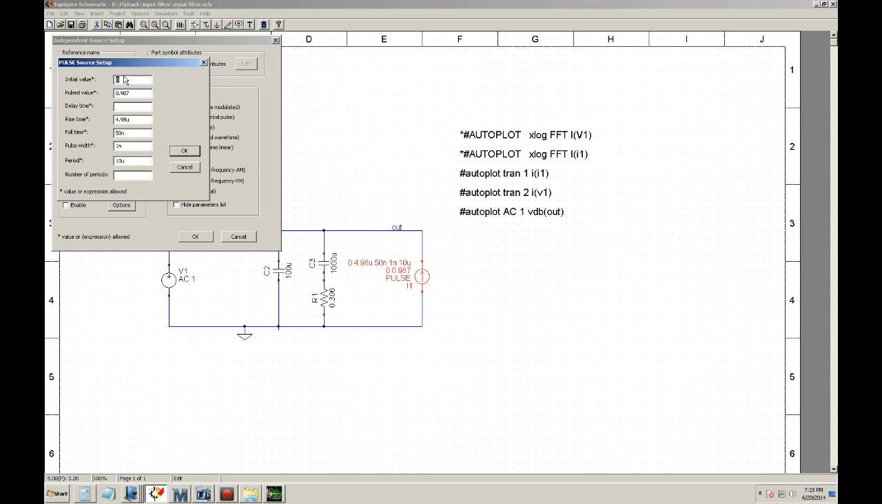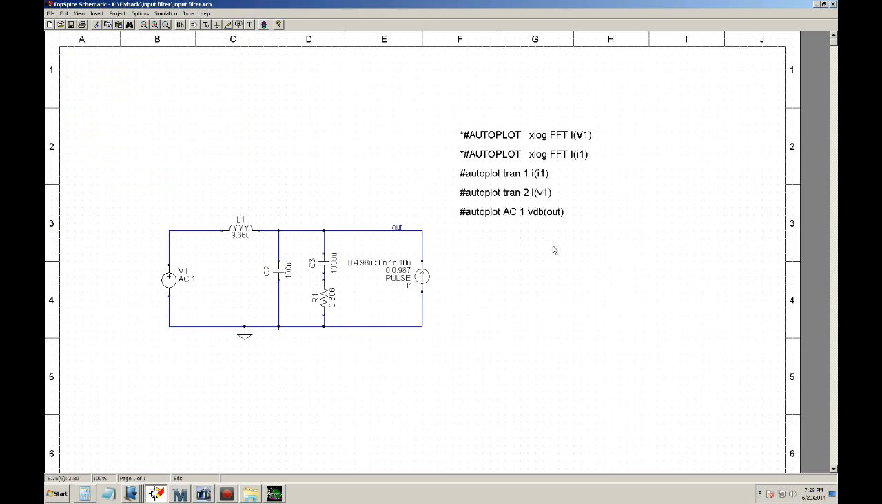So in this case, I'm going to use an initial value of 0, a pulse value of 0.984, and this will produce the little sawtooth. I'll put a rise time of 4.98 microseconds and a fall time of 15 nanoseconds. Pulse width will be very small, 1 nanosecond, with a period of 10 microseconds. Okay, so let's go ahead and do a transient.